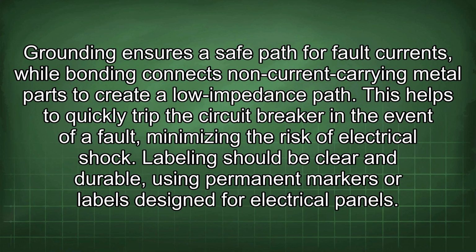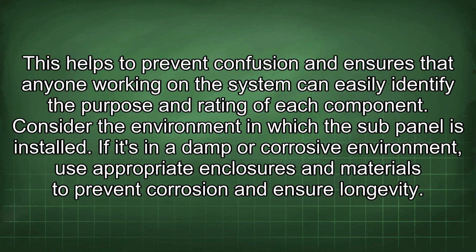Grounding ensures a safe path for fault current, while bonding connects non-current carrying metal parts to create a low impedance path. This helps to quickly trip the circuit breaker in the event of a fault, minimizing the risk of electrical shock. Labeling should be clear and durable, using permanent markers or labels designed for electrical panels. This helps to prevent confusion and ensures that anyone working on the system can easily identify the purpose and rating of each component.